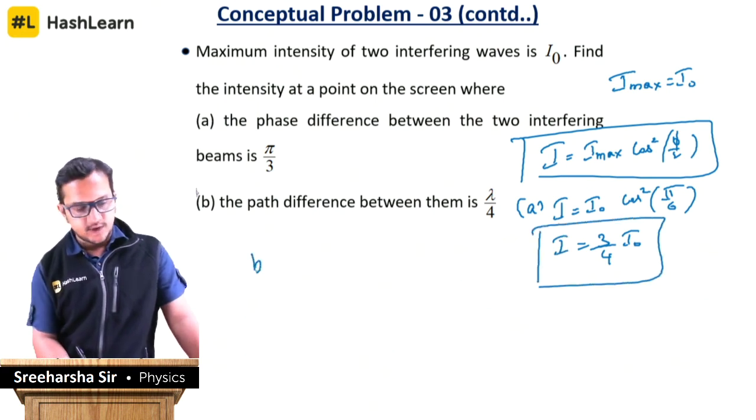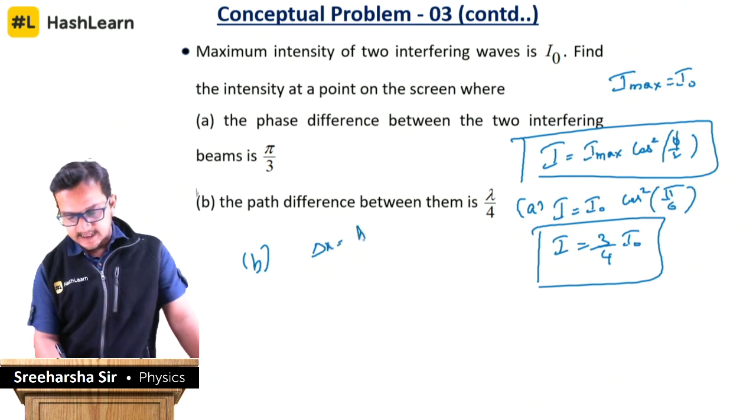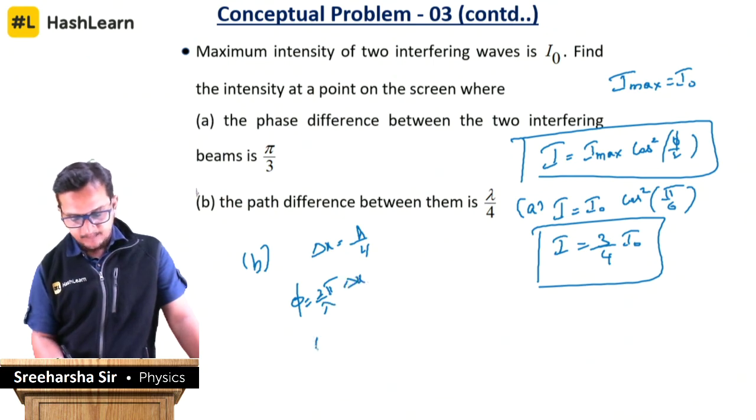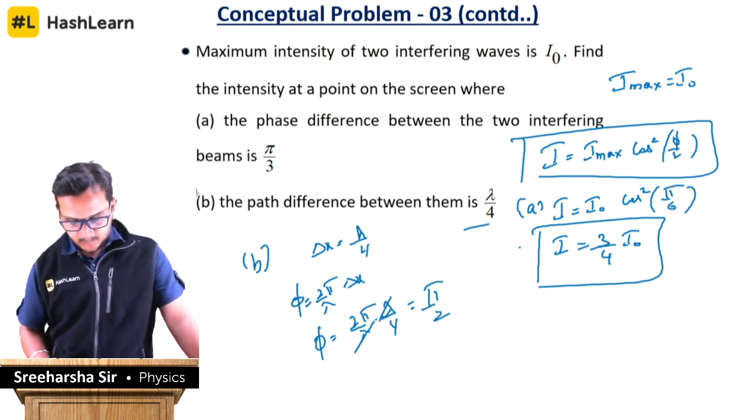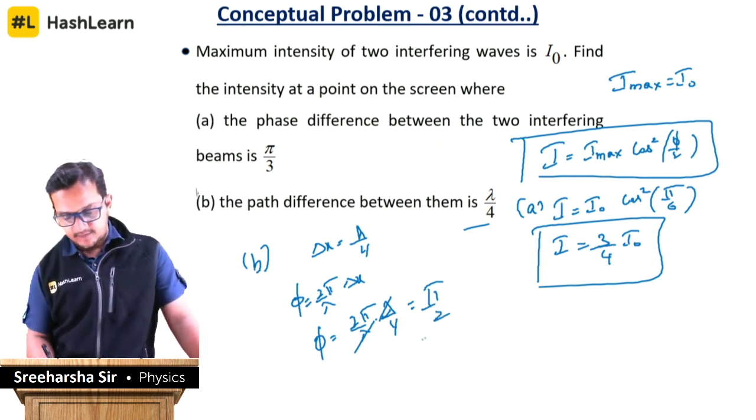And for B, you will have the answer as, we know that delta x equals lambda by 4, so phi equals pi by lambda into delta x, or phi equals pi by lambda into lambda by 4. Because they gave it as lambda by 4, which gets cancelled, so the answer is pi by 2. So phi by 2 will be equal to pi by 4.